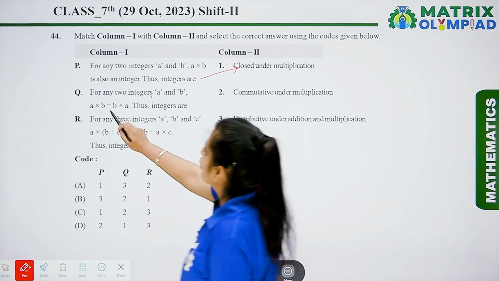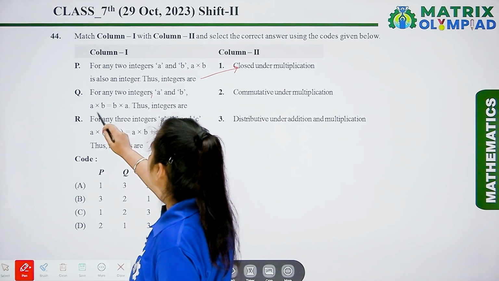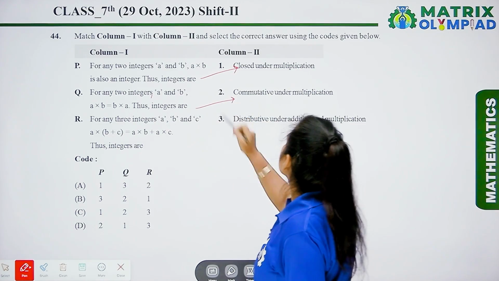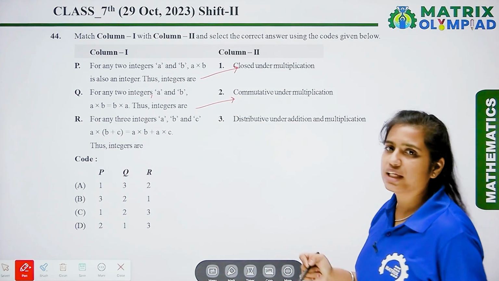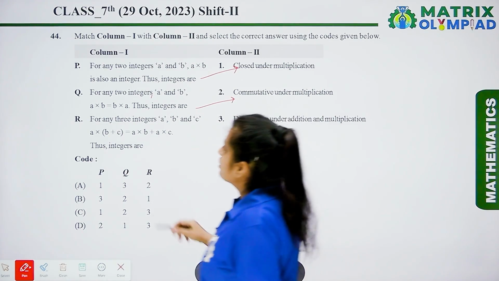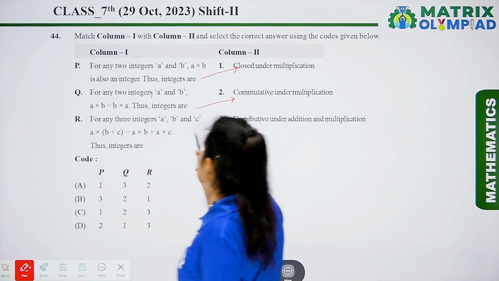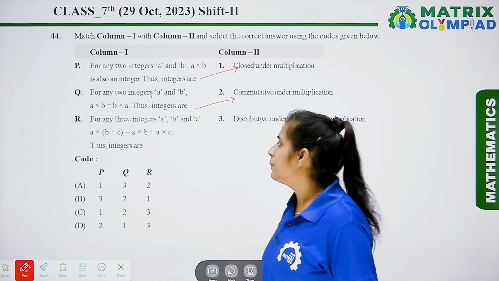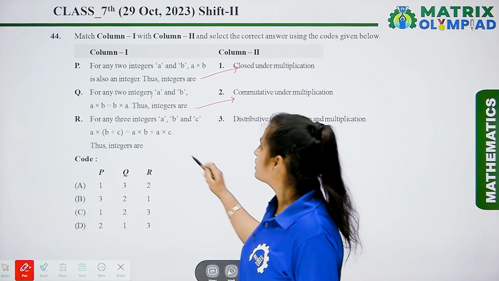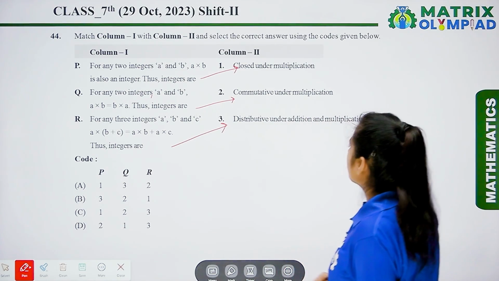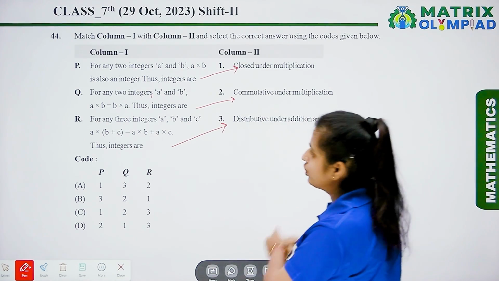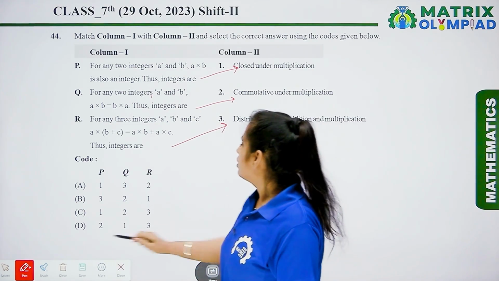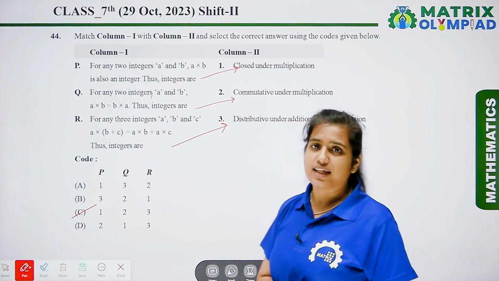The next is: for any two integers a and b, a multiplied by b is equal to b multiplied by a. Thus integers are commutative under multiplication. Now the next is: for any three integers a, b and c, a multiplied by (b plus c) is equal to a multiplied by b plus a multiplied by c. Thus integers are distributive under addition and multiplication. So here the sequence is 1, 2 and 3. So option C is the correct answer.